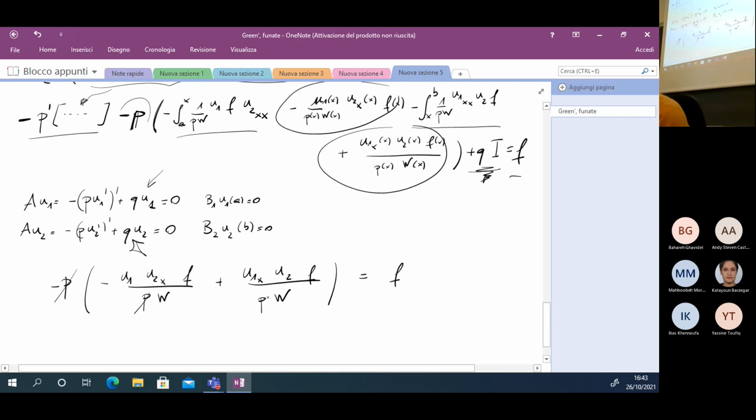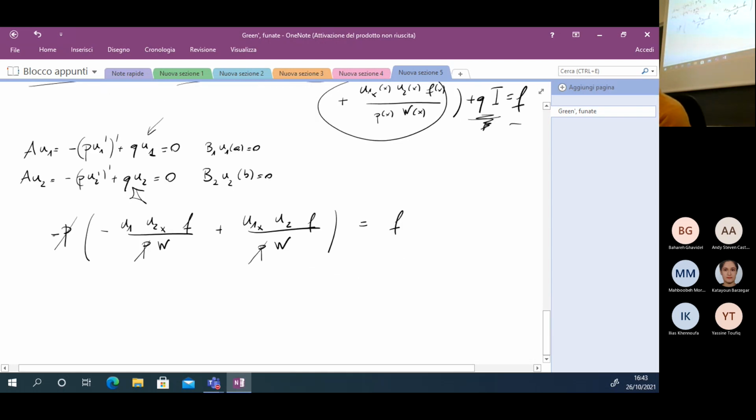This p simplifies with this piece. There is a minus sign here in front. This combination, minus u1 u2' plus u1' u2, is minus the Wronskian. So this is minus Wronskian times f equal to f. Magic.